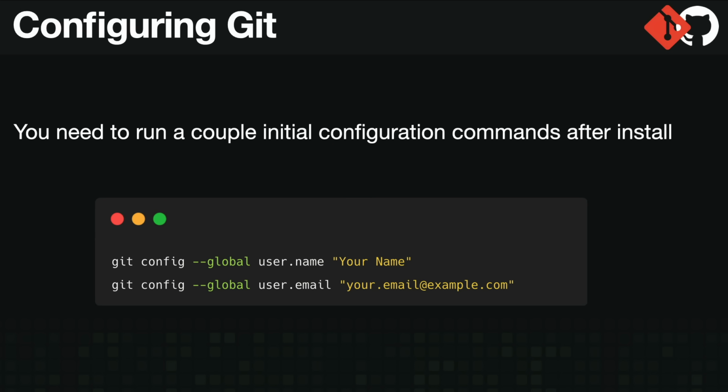Now, when you start using Git, you do have to configure it initially with your name and email address. This is important because every Git commit uses this information, and you can set this with these commands here: git config, and then --global, user.name, and then your name, and then same with email.